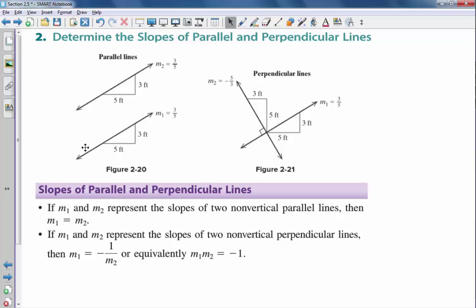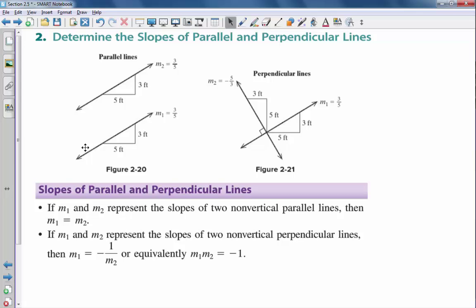Okay? We call them parallel if their slopes match. So from now, when I call parallel lines, or in a question you see the word parallel, immediately recall that their slopes match, same slopes. Same slope equals parallel, okay?